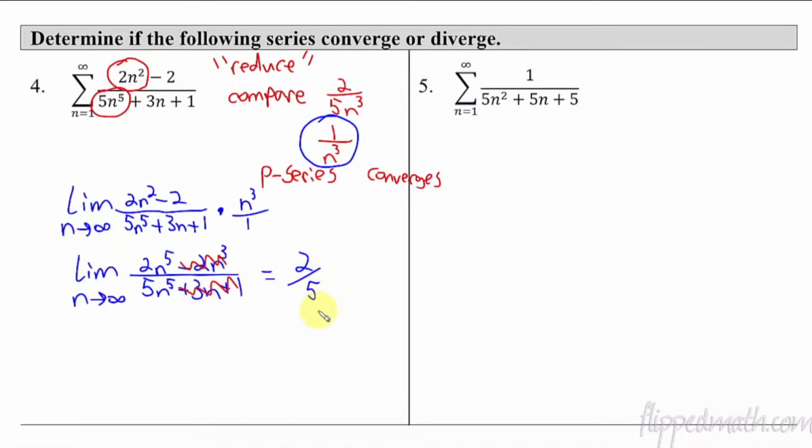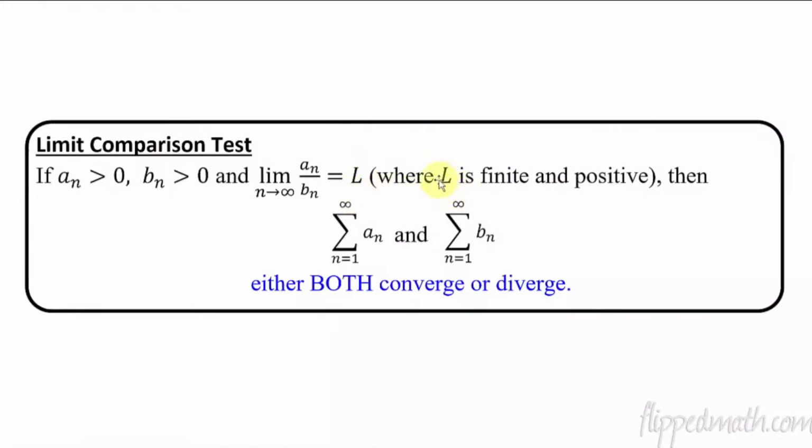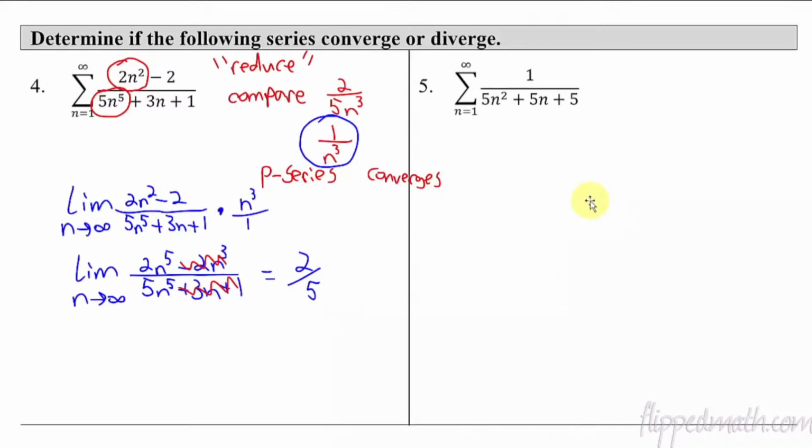Now, it's not necessarily that we care that the answer is 2/5. It's just that we care that the limit existed, that the limit is finite and it's positive. And so since it is finite and it's positive, then what we know is that this convergence is the same as this convergence. So since this one converged, they both must converge.